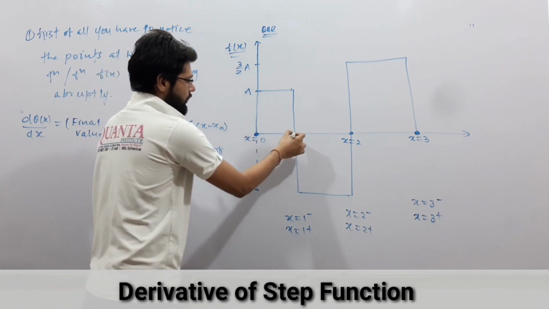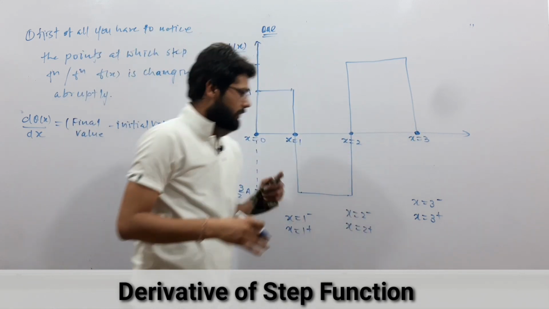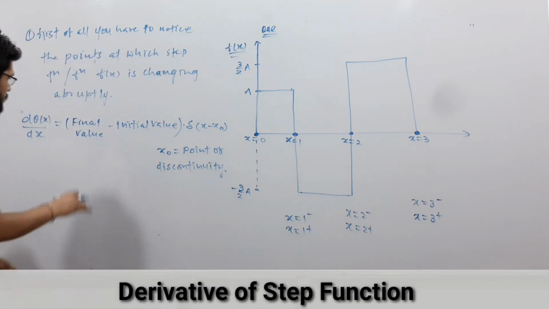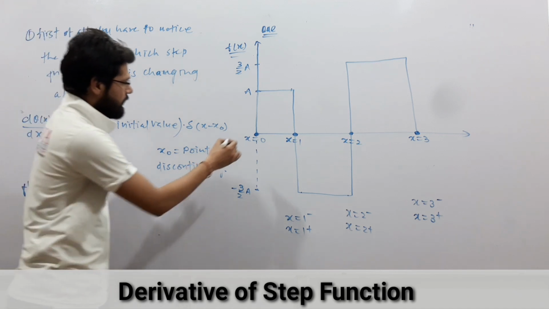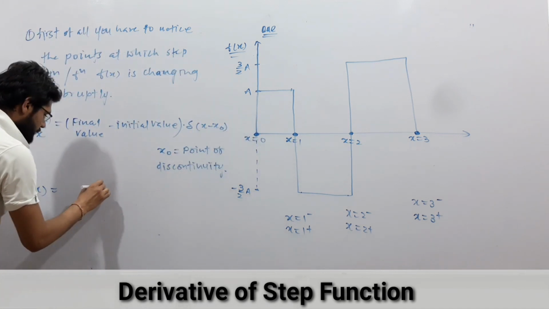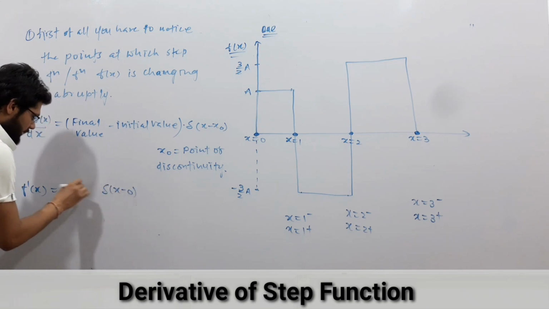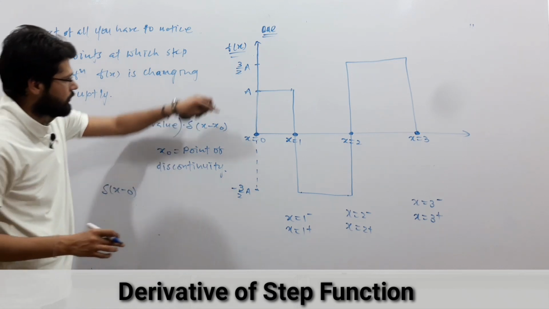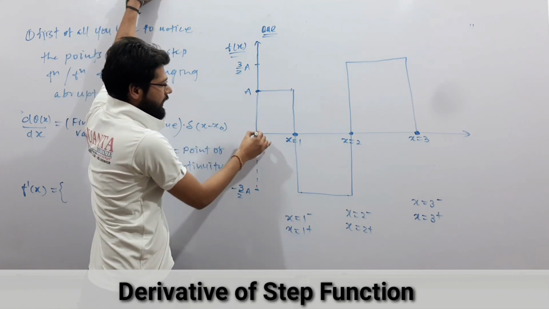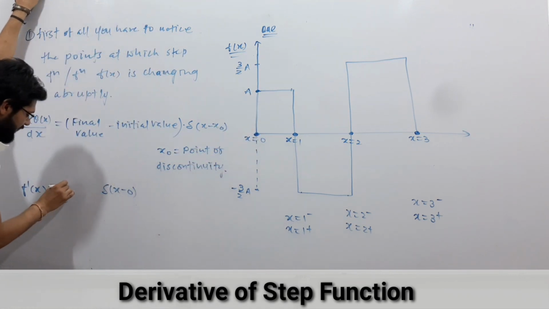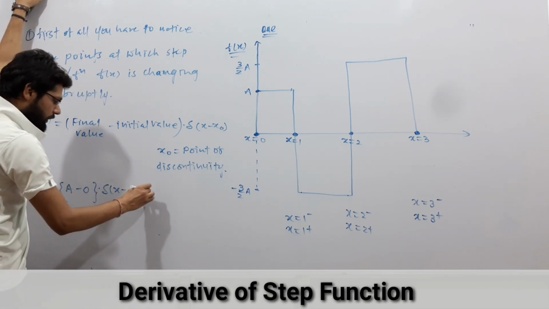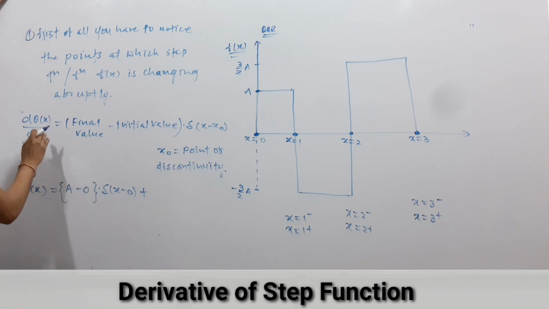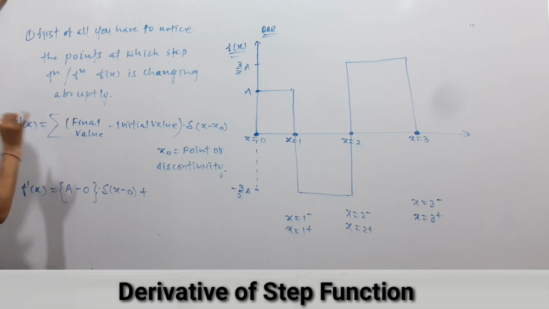As you can say, x equal to 0, x equal to 1, x equal to 2, x equal to 3, these are the points of discontinuities. Clear? So now f prime x will be what? F prime x will be delta of x minus 0, and here the final value is a, and initially it was 0. So final value minus initial value into this one, plus. So you can say the derivative of these kind of functions will be summation of this thing.